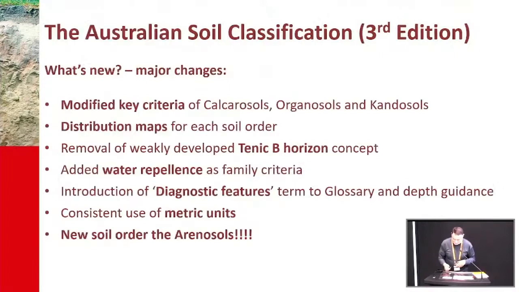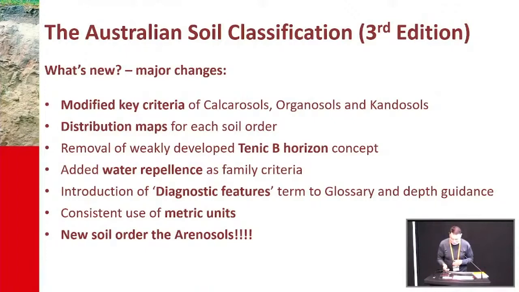So what's been the result with the third edition? If you go to Appendix 7, there are nearly 50 more noteworthy amendments. So we're going to have to restrict our talk today to just a few of the important ones. Changes have been made to the key at various levels in the majority of soil orders, some fairly minor, some fairly significant.